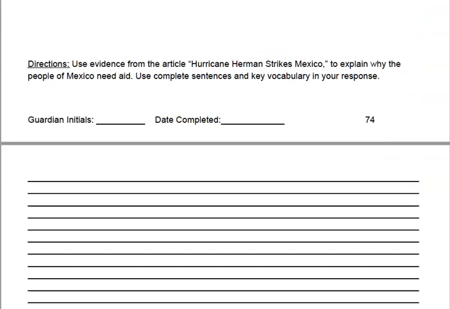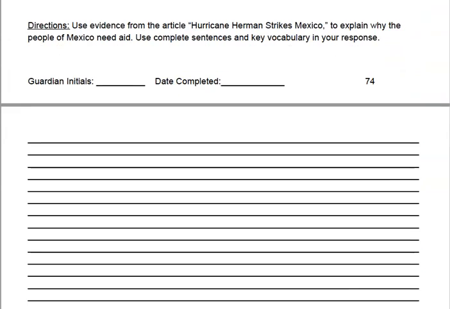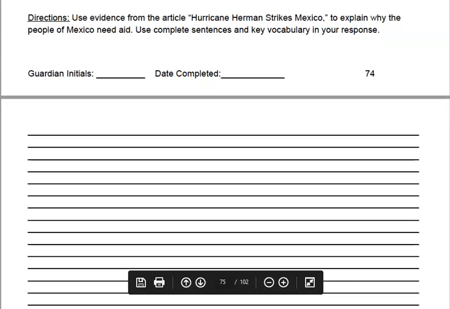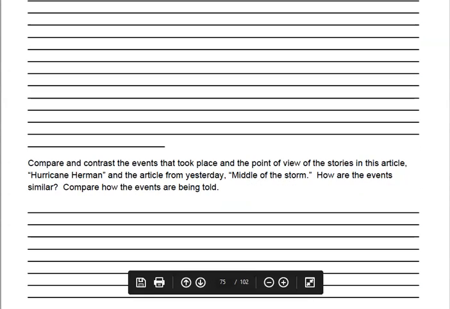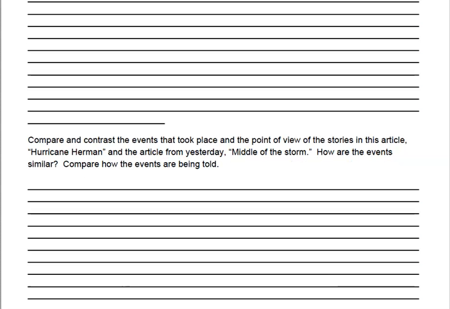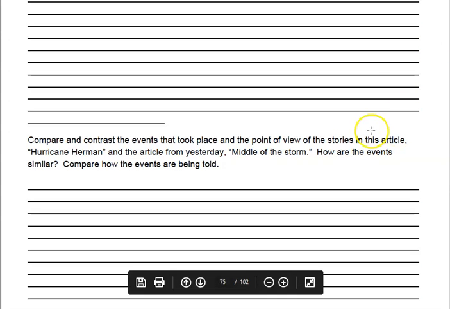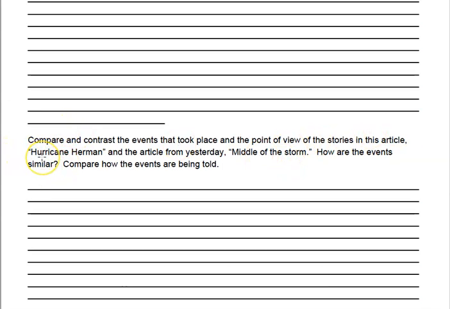Okay, when we're talking about this very first question here, why they need aid and how are you going to get it to them? Okay, again, with comparing and contrasting the events that took place in the point of view, okay, we have a character that we get to kind of really know and learn with the events with the sister and with the mom. The mom is getting outside information with Middle of the Storm, but then with Hurricane Herman, it's just very factual. Okay, we have to kind of do a lot of inferring ourselves.